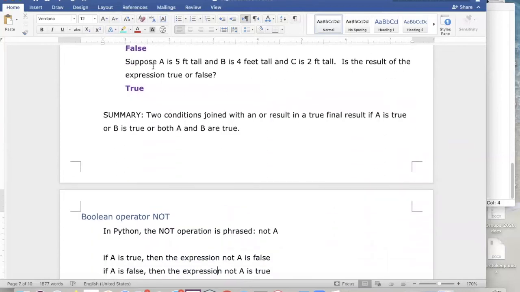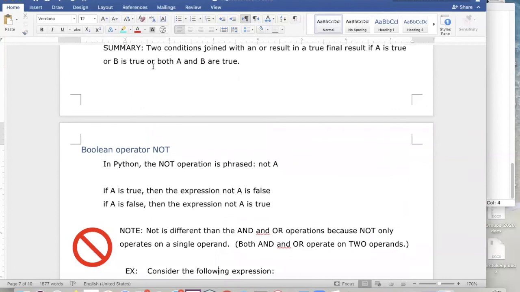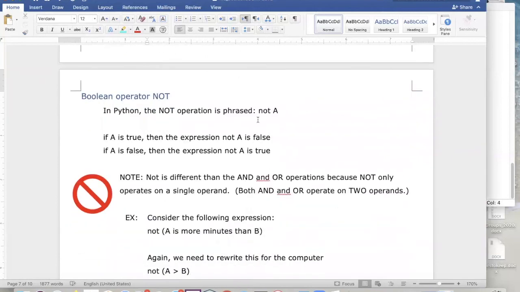Let's look at the final operation, the Boolean operator not. The Boolean operator not works like this. It only applies to one value. So you'd be saying something like not A. And the not operator takes the inverse of a value. So if A is true, then not A returns the inverse value. It returns false. If A is false, not A returns the inverse value.